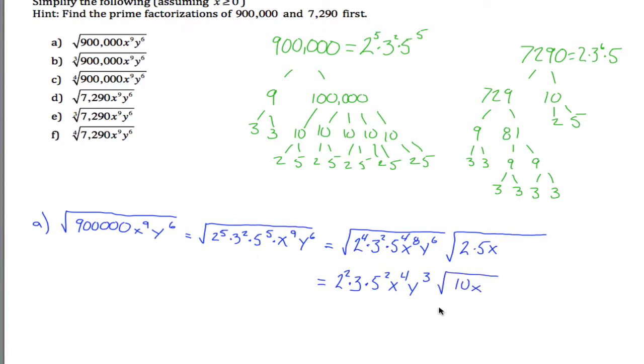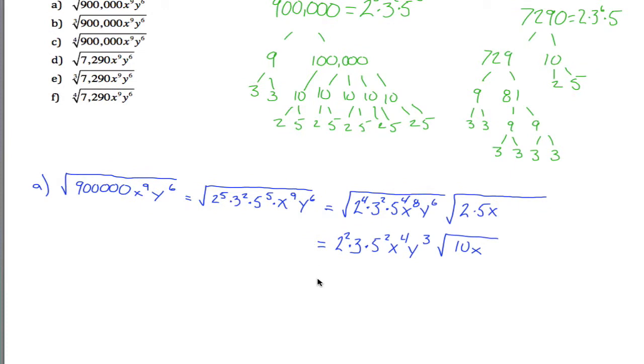So this simplifies to this. I can actually take it one step further here. 2 times 2 is 4. 4 times 3 is 12. 12 times 25. Okay, that was a bad way to go about this.